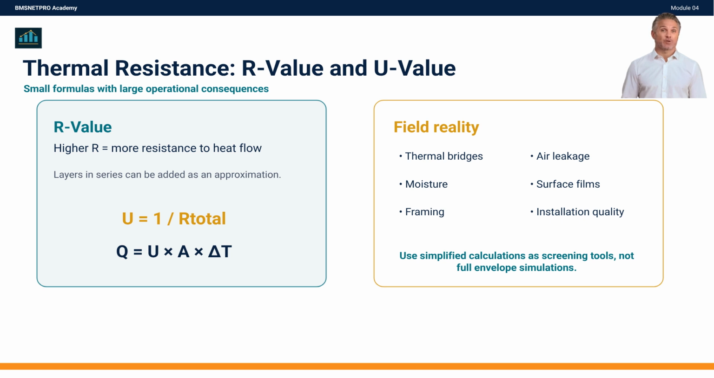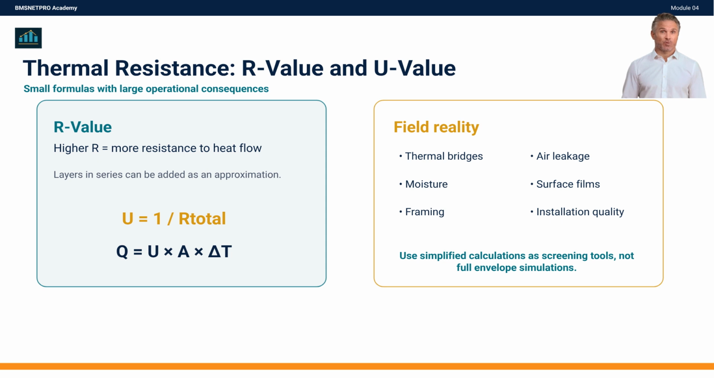R value and U value are simple terms, but they have large operational consequences. R value describes resistance to heat flow. Higher R value means more resistance. U value describes how easily heat passes through an assembly. Lower U value means less heat transfer for the same area and temperature difference. The basic relationship is U equals 1 divided by total R. Then heat flow can be estimated with U times area times delta T.